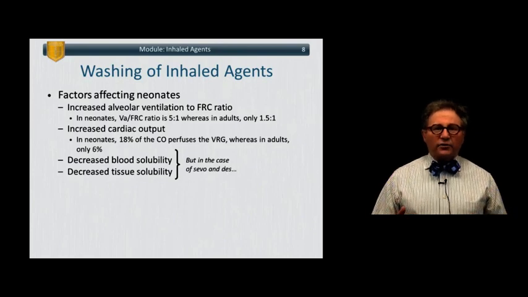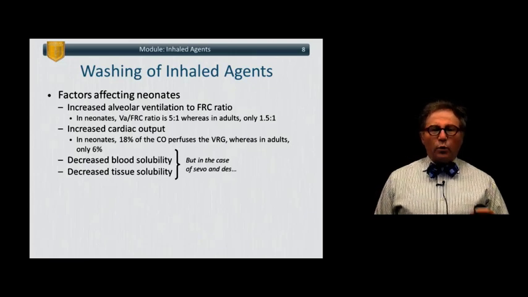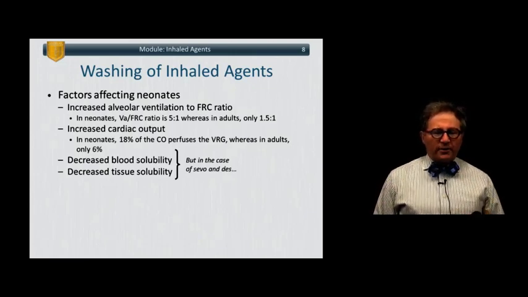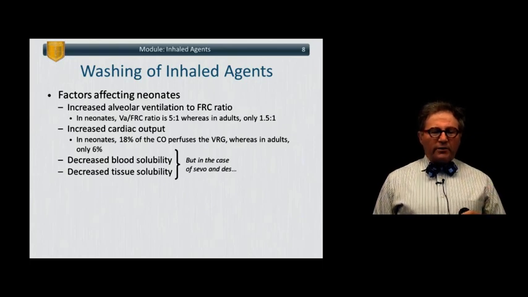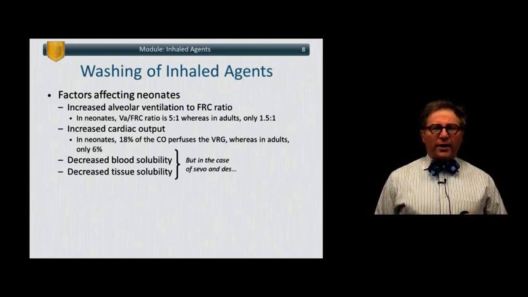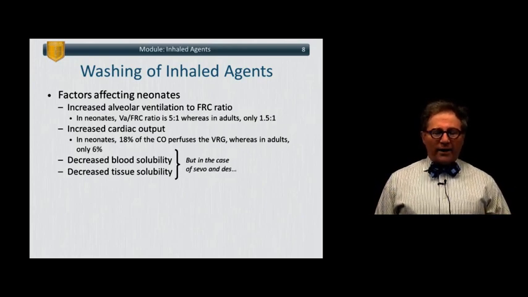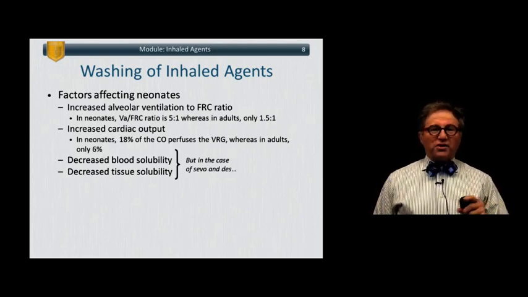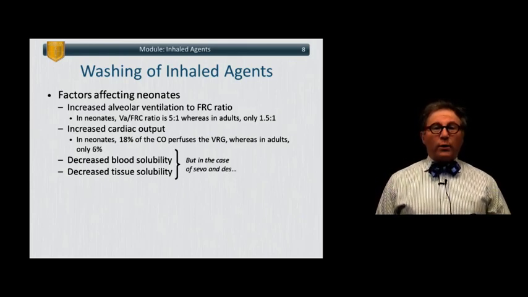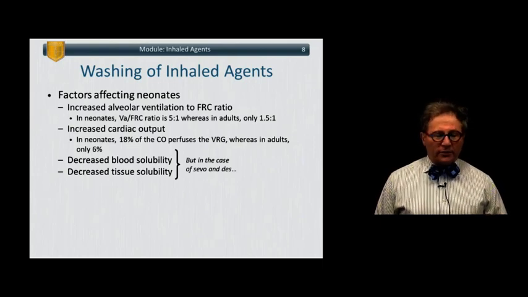Now, how can we explain this more rapid wash-in that Salanitre and Rackow first described? Well, we attribute it to four specific differences. In neonates and young children, they have a much greater alveolar ventilation to FRC ratio, primarily because of their increased oxygen demand. So hence ventilation must be greater in these young kids. That draws in much more anesthetic per unit time. In fact, the ratio of alveolar ventilation to FRC is about 5:1 in neonates compared to only 1.5:1 in adults.